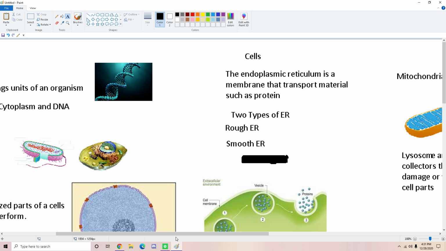The endoplasmic reticulum is a membrane that transports materials such as protein. The endoplasmic reticulum transports protein, which turns into vacuoles going to the Golgi apparatus. You can also call it the Golgi body, but I'm just going to call it the Golgi body so it could be easier to say.